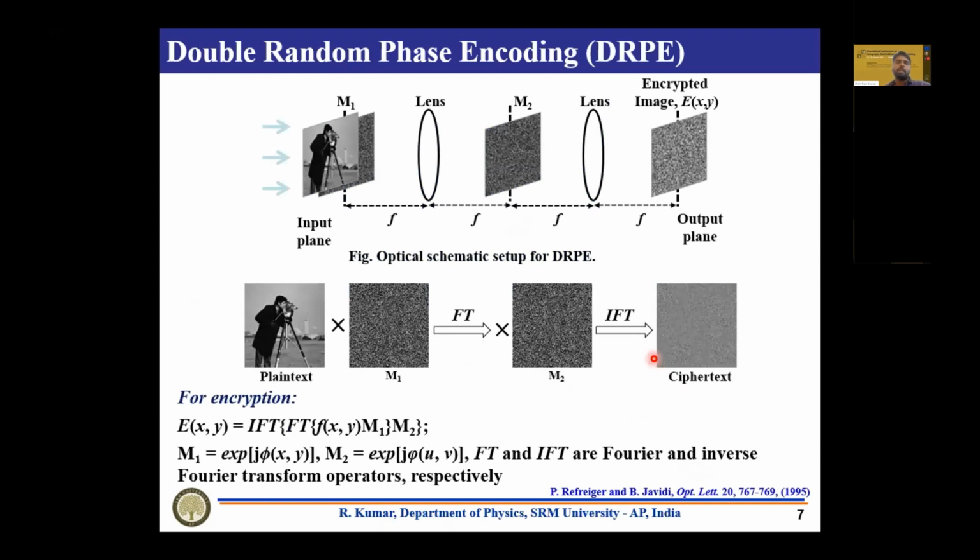Now this double random phase encoding, you can see here, is designed based on the 4F setup. In this, the information is modulated using 2 random phase masks, in the spatial domain and the frequency domain. In the output domain, we get a random noise-like structure, which carries the original information from the input plane. Mathematically, it is a simple step. Using 2 Fourier transforms, you modulate the information at the 2 planes, and then you get the ciphertext.